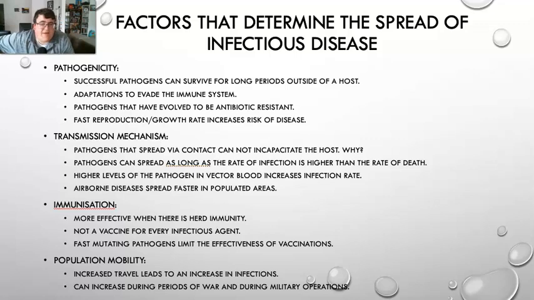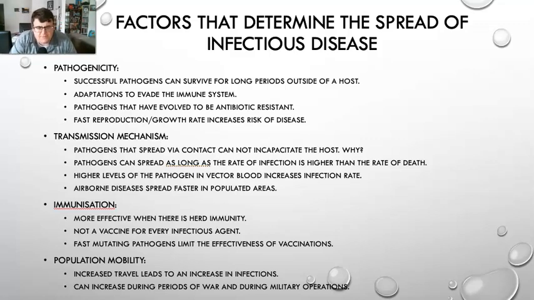This time we're going to be looking at factors that determine the spread of infectious diseases. There are 4 different factors that will determine how fast or how much an infectious disease will spread: pathogenicity, transmission mechanism, immunisation and population mobility. And you could apply some of these to COVID as well when you're thinking about what restrictions the governments around the world put in place.